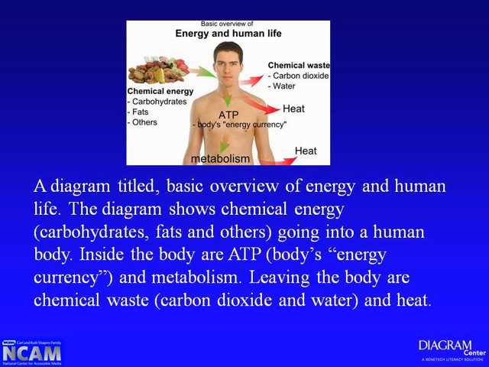So this reads, a diagram titled Basic Overview of Energy and Human Life. The diagram shows chemical energy, and then in parentheses, carbohydrates, fats, and others going into a human body. Inside the body are ATP, body's energy currency, and metabolism. Leaving the body are chemical waste, carbon dioxide and water, and heat.